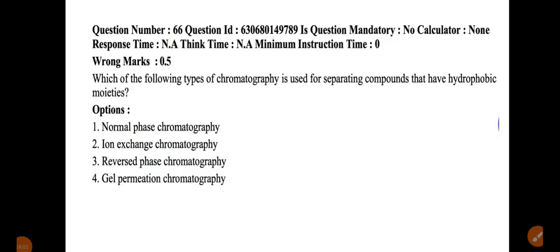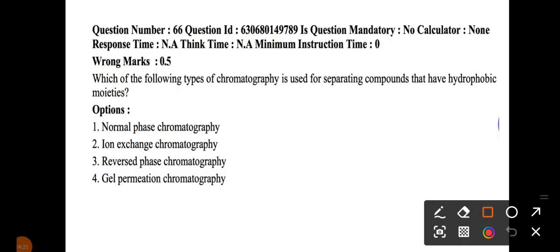Okay, the next one, which of the following types of chromatography is used for separating compounds that have hydrophobic moieties? Hydrophobic means non-polar compounds, right? Normal phase chromatography, ion exchange chromatography, gel permeation chromatography, right? So what is the answer here? Yes, the answer is reverse phase chromatography. For hydrophobic compound separation we use reversed phase chromatography.